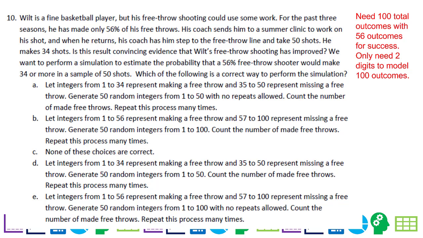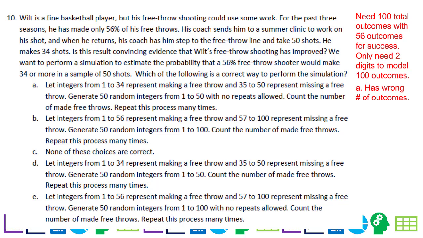So here they're saying generate integers from 1 to 34, making a free throw, and 35 to 50, missing a free throw. Generate 50 random integers. Well, the problem is I need 56 out of 100 outcomes to be success. And with this model, it's giving me more like 68. So it has the wrong number of outcomes. It's giving me 68% success instead of 56% success. Let's look at the next one.